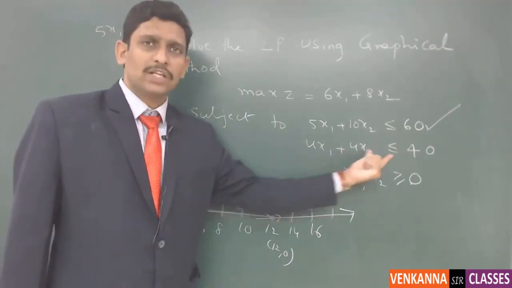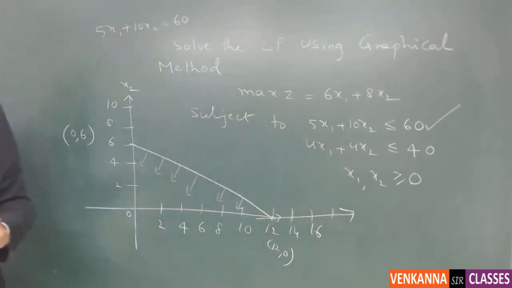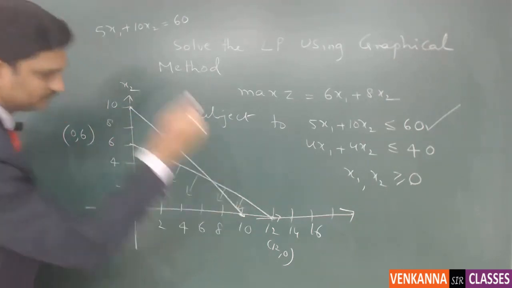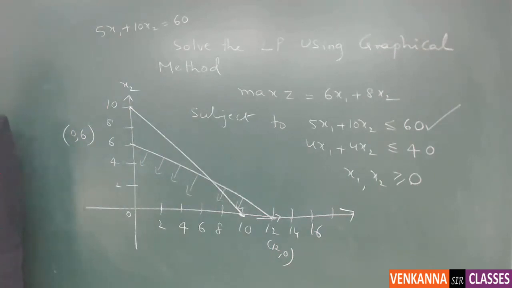Right. And for this, what are the coordinates? They meet the coordinate axis by putting x1 equal to 0 and x2 equal to 0, 10, 10. So you draw the line like this. This is 10 and this is 10. And we are pairing all the lines before this.